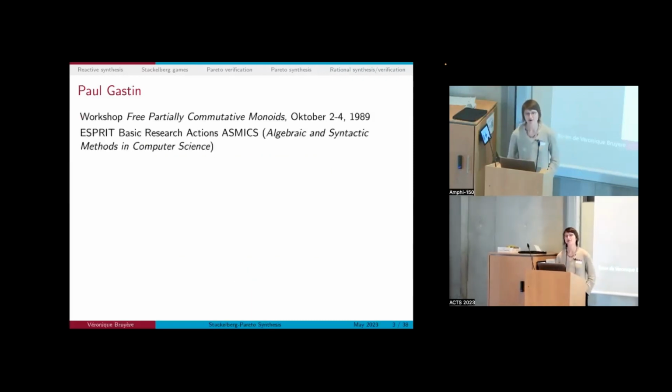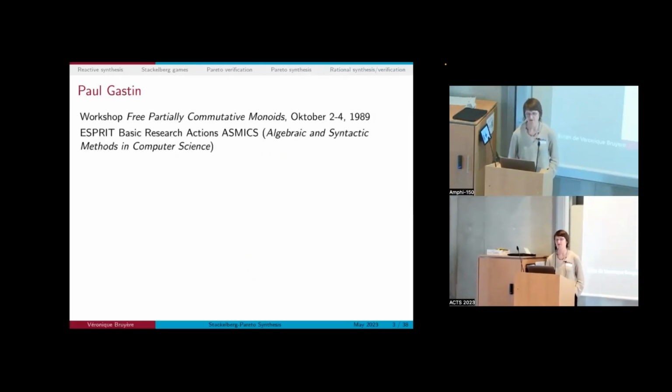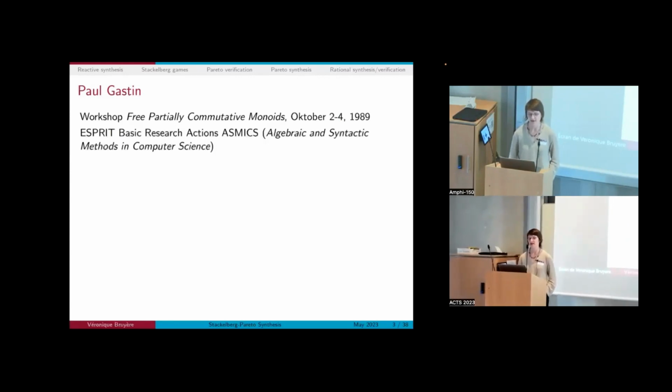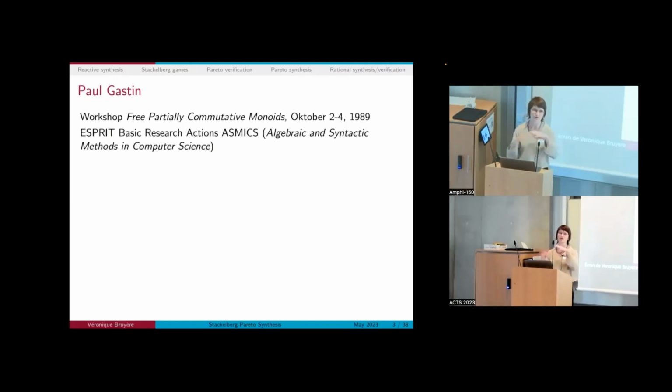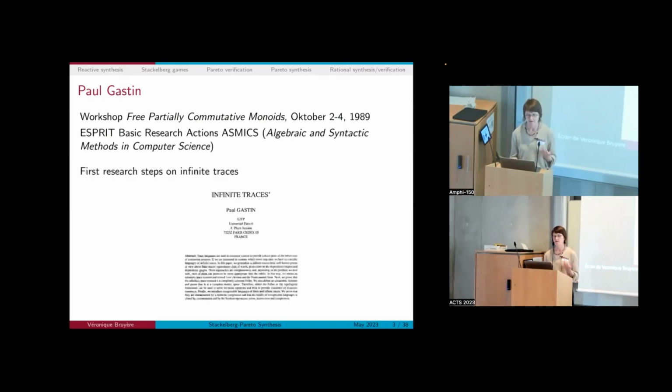It was a workshop about partially commutative monoids with a European project SMIX, and we had a lot of meetings with this project. And I remember that Paul explained his first steps on infinite traces, if I remember well. And I've seen on DBLP that after that you wrote a paper on this topic. I also tried to find the oldest possible picture.